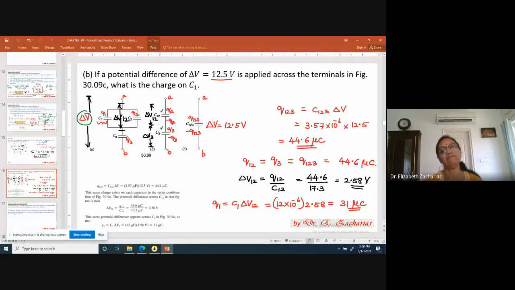Right. And finally, let me go to this final picture. In the final picture, everything has been substituted with this one single capacitor. Let the charge on this capacitor be Q123.